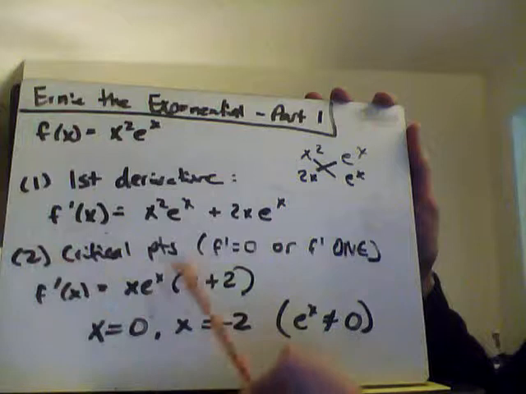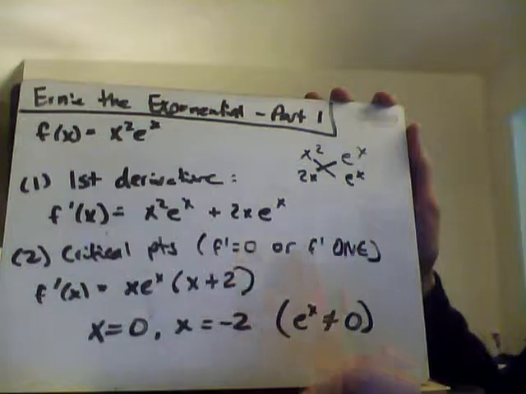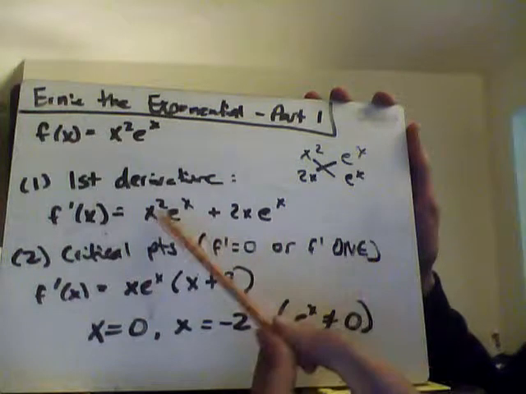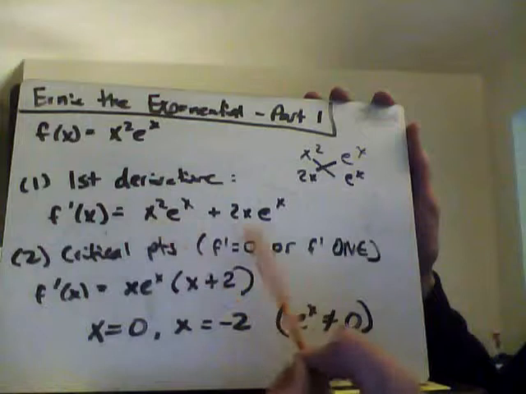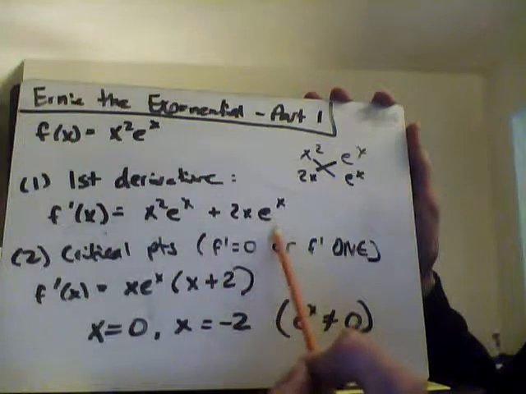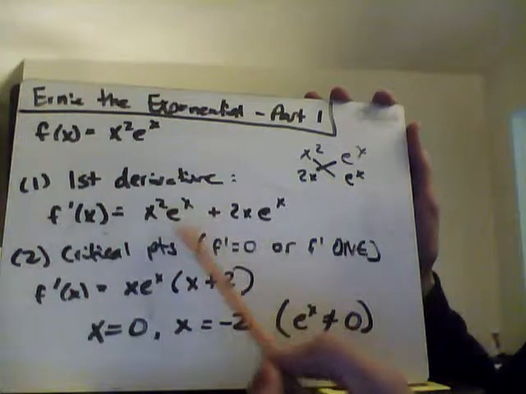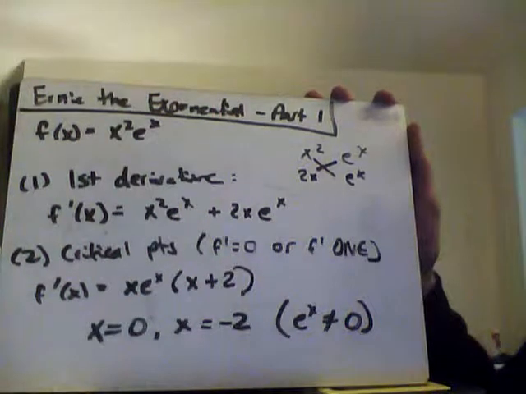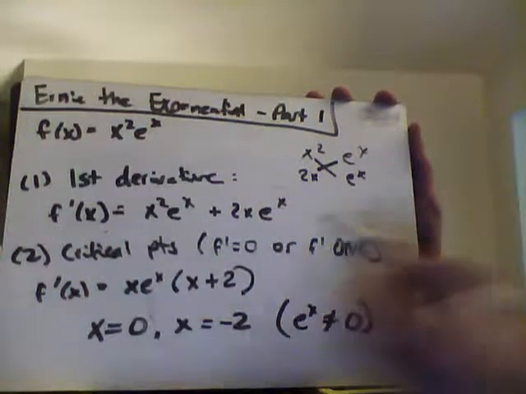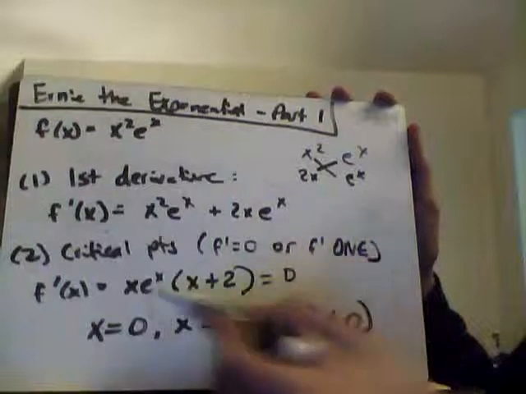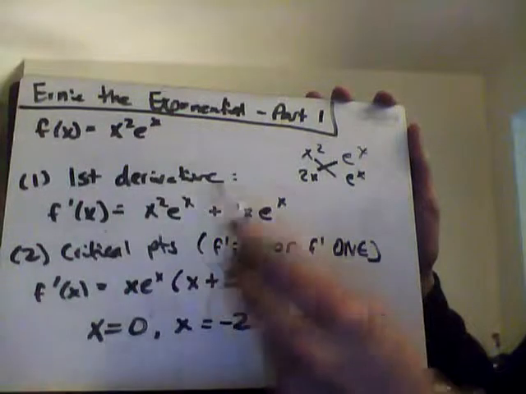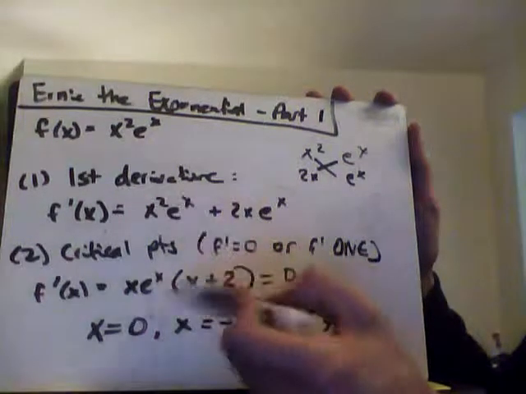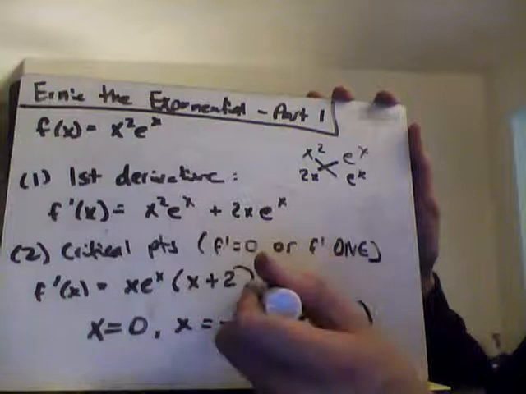Second step, always finding your critical points. F prime is equal to 0 or f prime does not exist. None of these terms right here will produce a spot where f prime doesn't exist, so we just need to worry about setting f prime equal to 0. When we do that, we notice that we can factor out an x and an e to the x and set this equal to 0. When we do, we get x times e to the x times x plus 2.